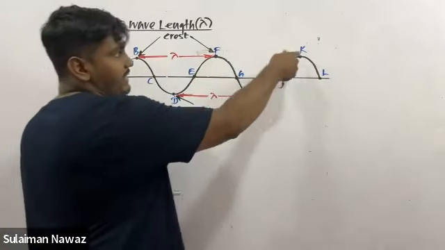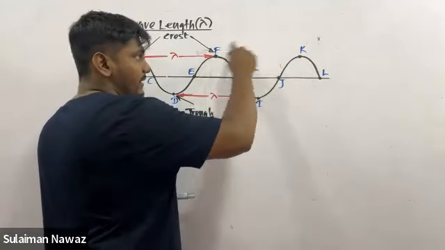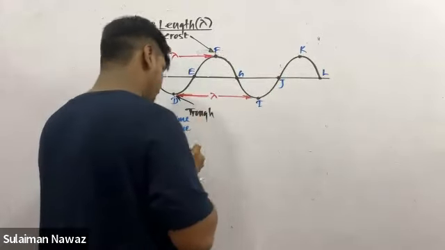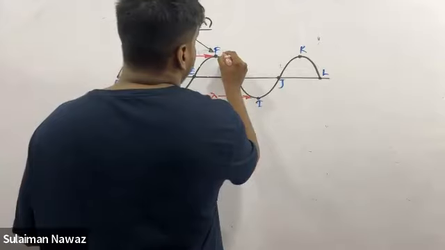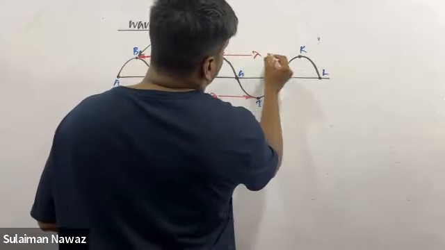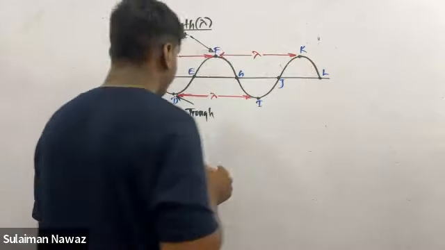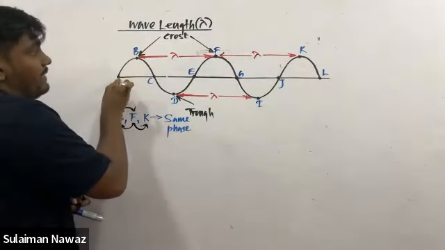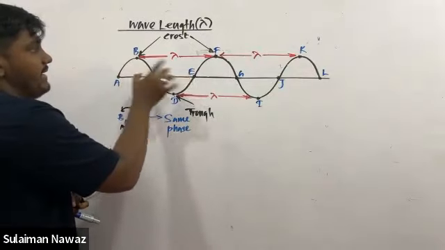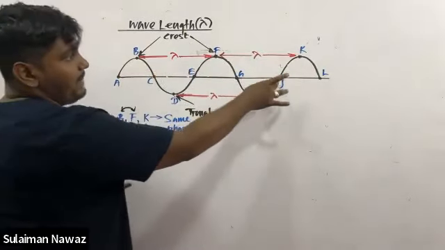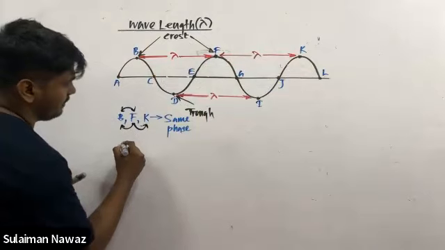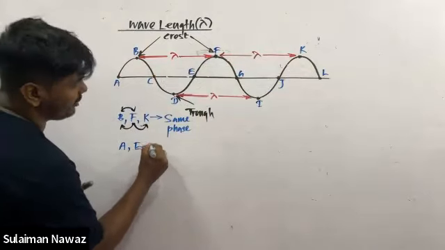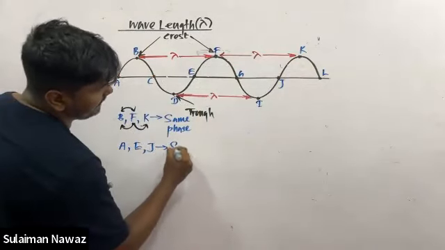The gap between F and K is the wavelength. F and K are in the same phase and they are adjacent, so therefore the gap between them is the wavelength. Now what can I say about capital A and capital E? Capital A and capital E are in the same phase, capital G same phase. Capital A, capital E and capital J are in the same phase.